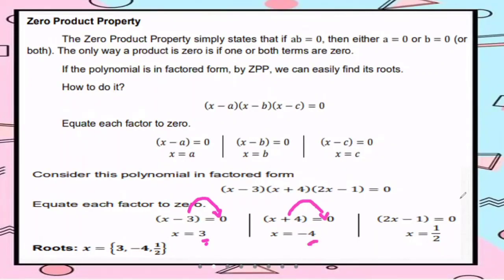Next natin, dito si 1/2. Bakit po siya naging 1/2? Kasi 2x is equals to 1. Divide both sides by 2.